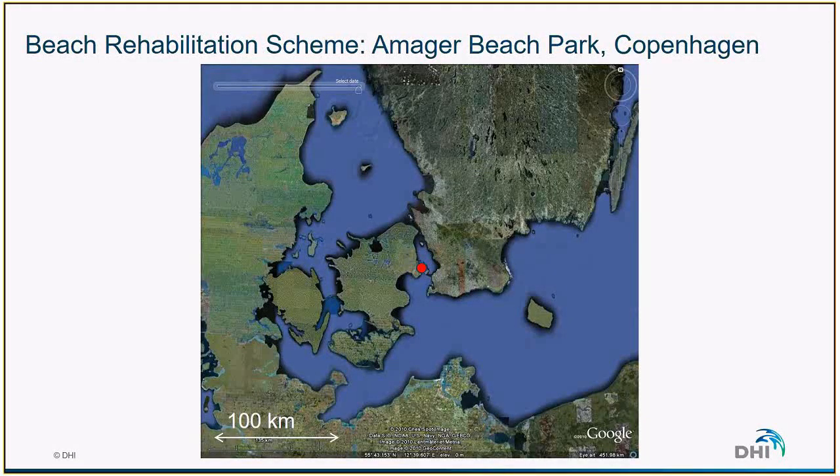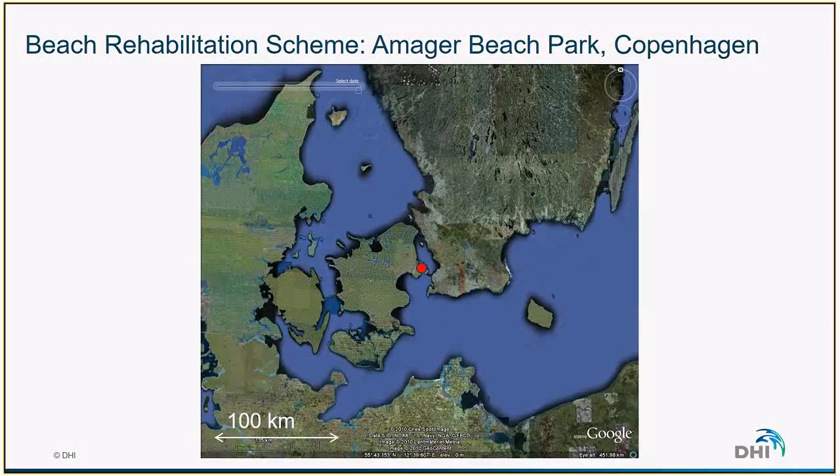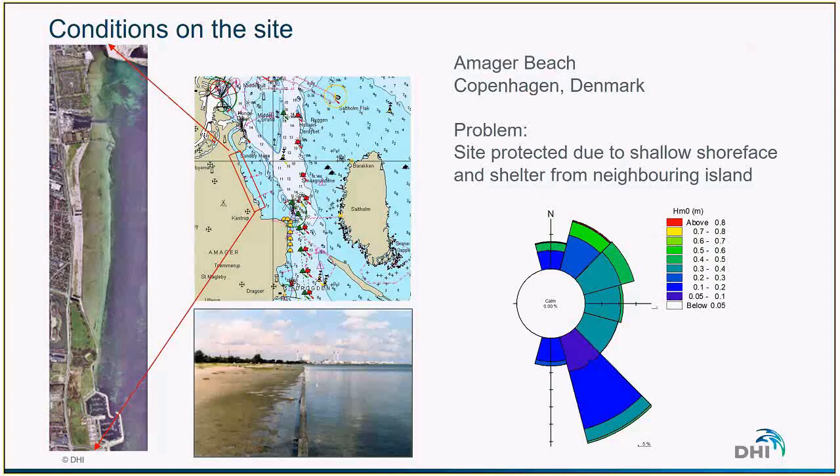So we will now have a look at an example where these principles have been applied. On this map, we can see Denmark, and the capital of Denmark, Copenhagen, is located where the red dot is. In Copenhagen, a new beach has been constructed, named Amager Beach Strand. Basically, the site is very well protected due to a shallow shore face, and also due to the presence of the neighboring island, which limits the wave action along that beach.